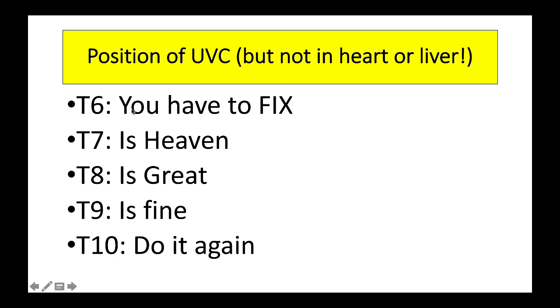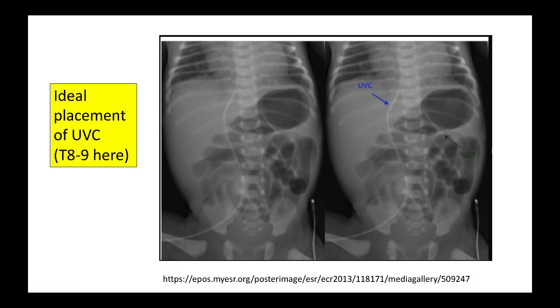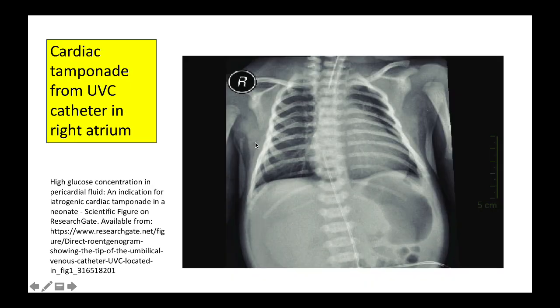At T6, or vertebral body thoracic 6, you have to fix it. T7 is heaven, T8 is great, T9 is fine, and T10, do it again. The caveat for this is you still want it outside the border of the heart and you want it outside the liver. And look at this perfect position of the UVC. And notice the way it kind of makes this bend through the liver. That's a good sign the catheter is passing through the ductus appropriately. So it's on the other side of the liver, but it's still just outside the border of the heart.